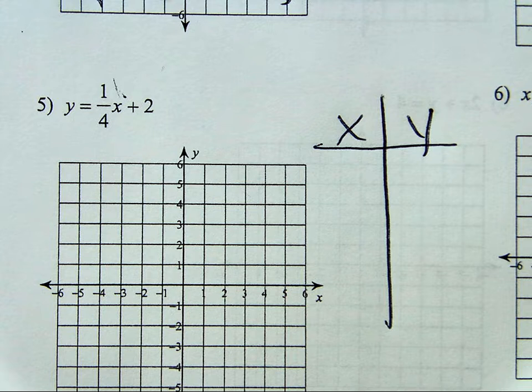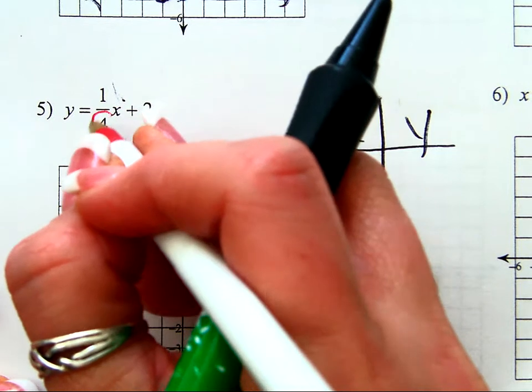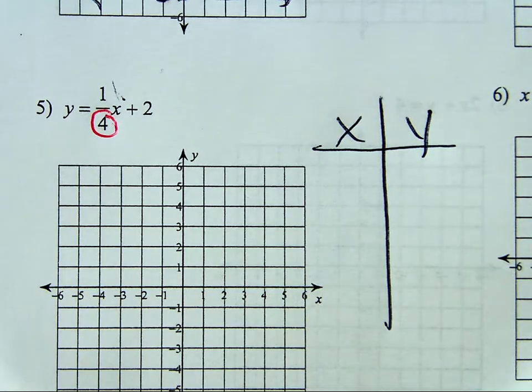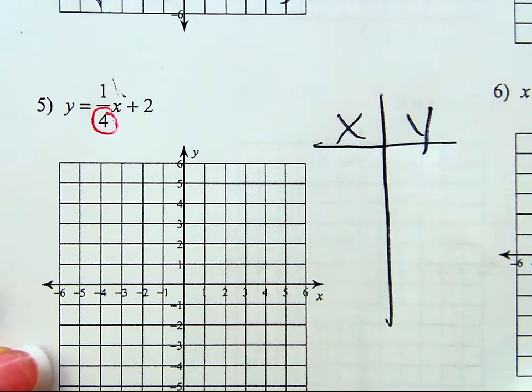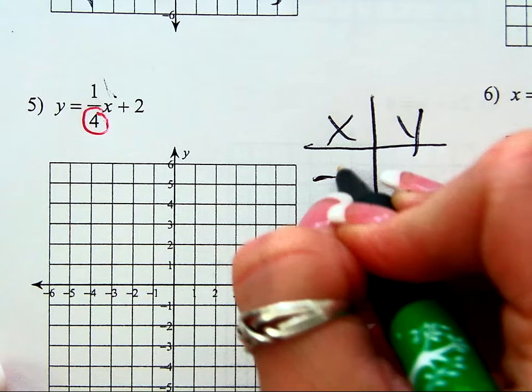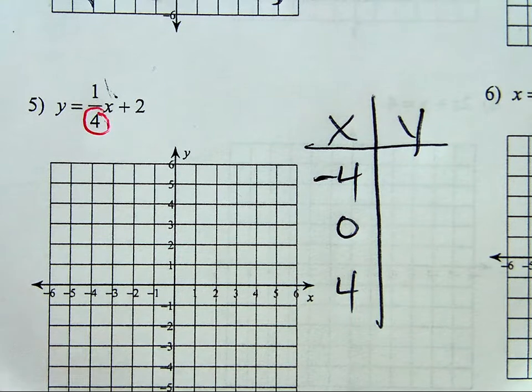Yes. So, what she's saying is, well, because my denominator is 4, I want to choose x values that are multiples of 4. Because when I put it in, the 4s are going to cancel. So you know what I'm going to do instead of negative 1, 0, 1? Negative 4, 0, 4. So negative 4, 0, positive 4. Could you choose 0, 4, and 8? Sure.